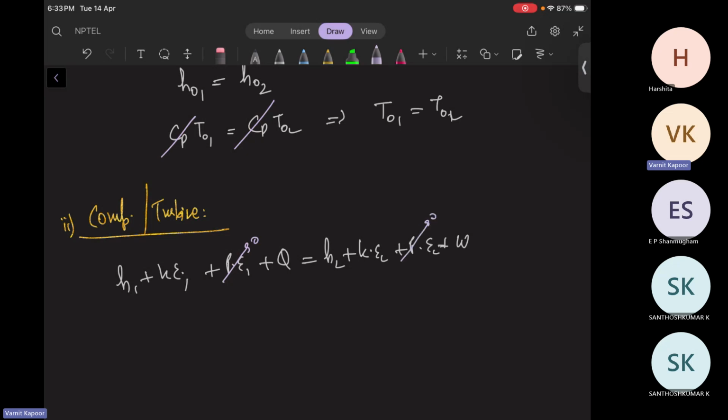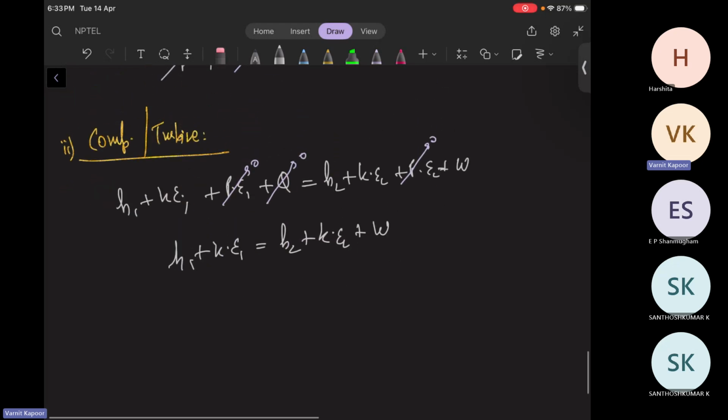Q1 is 0, let us say. There is no heat interaction in a compressor or turbine. It's only a work producing or absorbing device. So again, we can write H1 plus kinetic energy 1 is equal to H2 plus kinetic energy 2 plus work. Because if it's a work absorbing device, the work will be negative work. If it's a work producing device like a turbine, it will be a positive work.